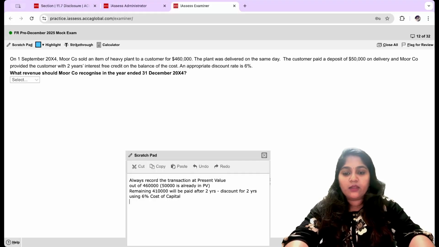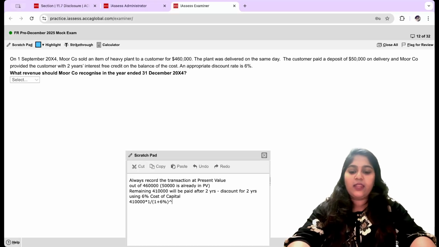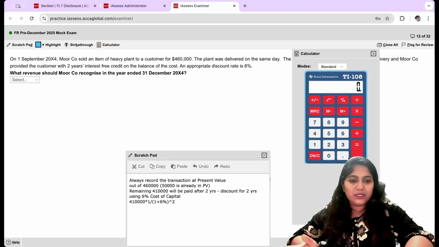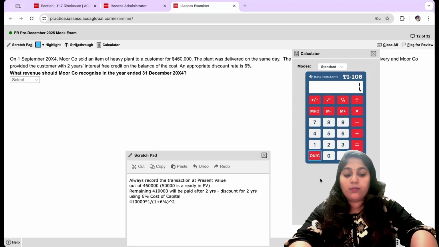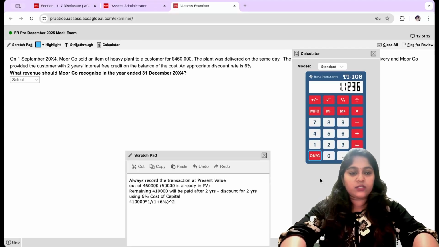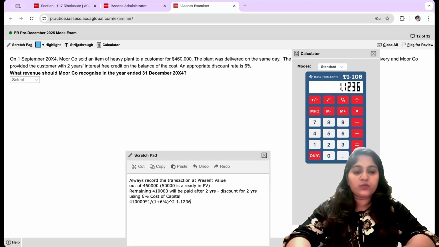How do we calculate? $410,000 multiplied by 1 divided by (1 plus R, which is 6%) raised to the power n, where n is 2 years. Take the calculator. First calculate 1 plus 6% raised to the power 2, that is 1.06 times 1.06. That gives 1.1236. I'm going to keep this for the calculation.